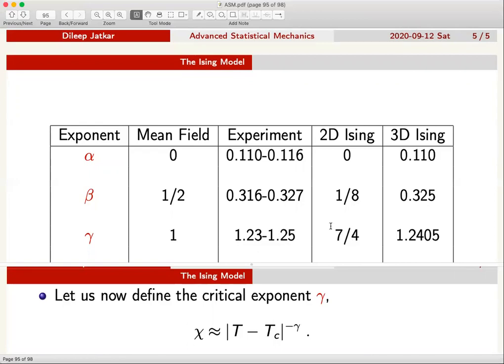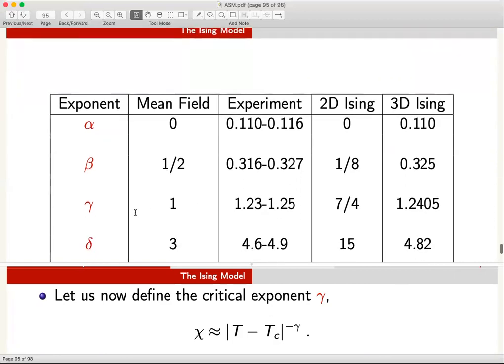This number is actually better than 7/4, in the sense that 7/4 is further away from 1, being 1.75 or something. Of course, the 3D Ising model seems to fit well with this again.